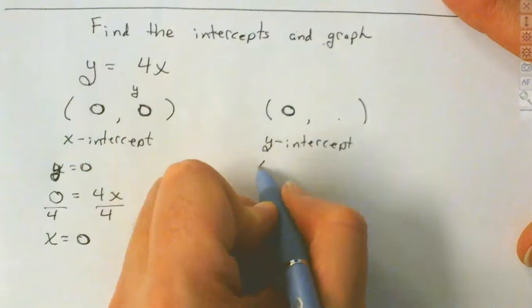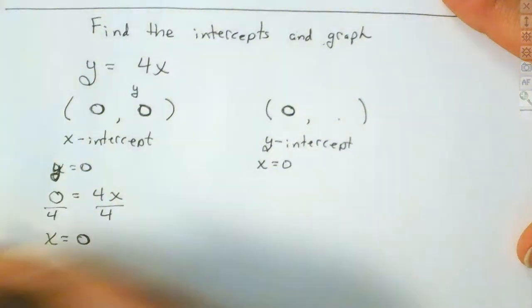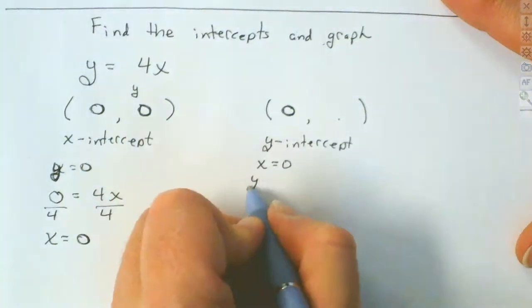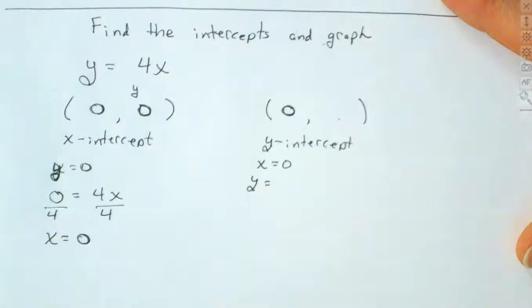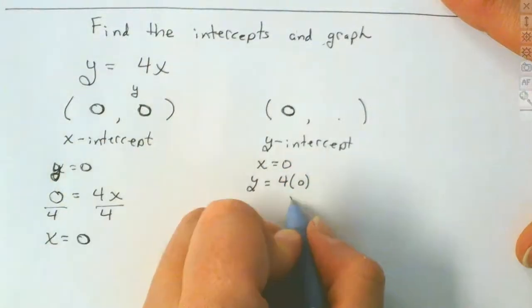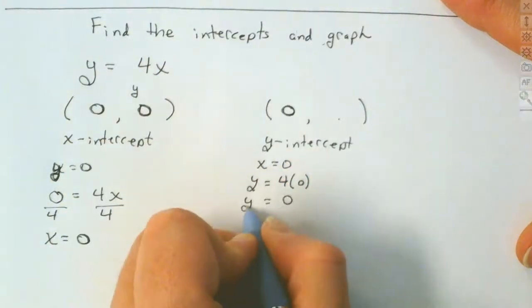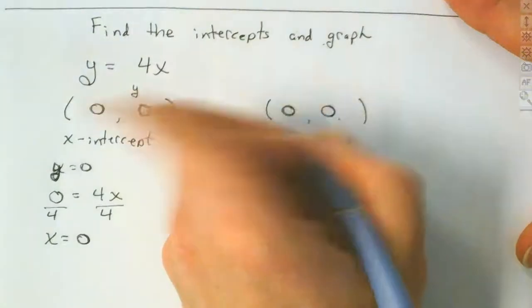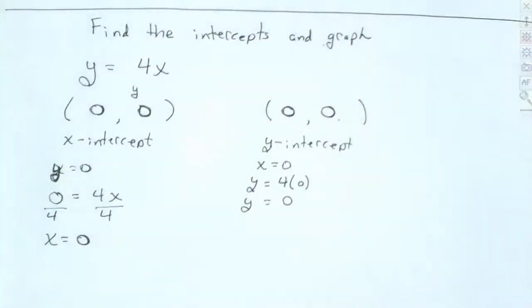If I plug in x equals 0, what does that give you? That gives you the same 0, doesn't it? Because 4 times 0 is what? 0. So what do we know about the intercepts? They're the same, and they are both what? 0, 0.